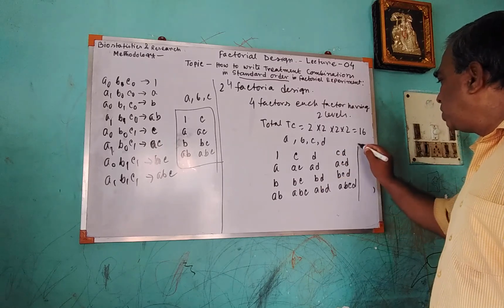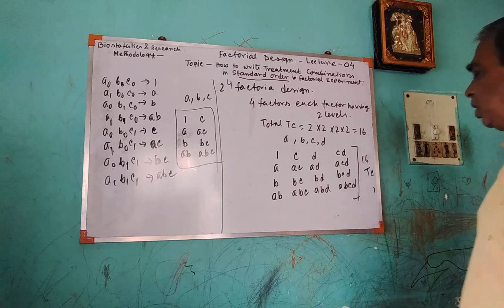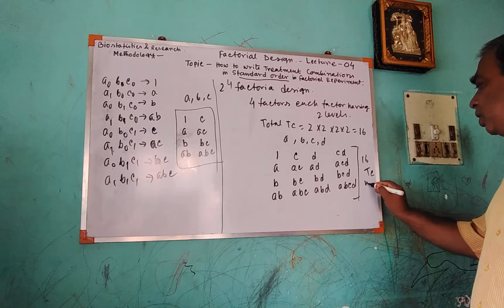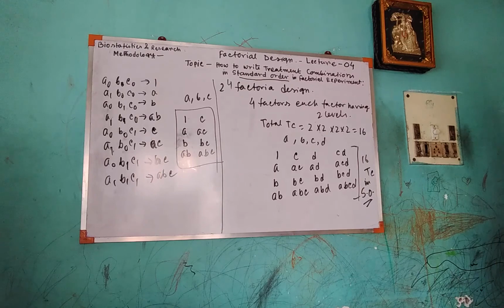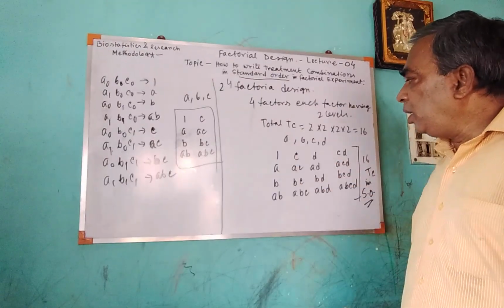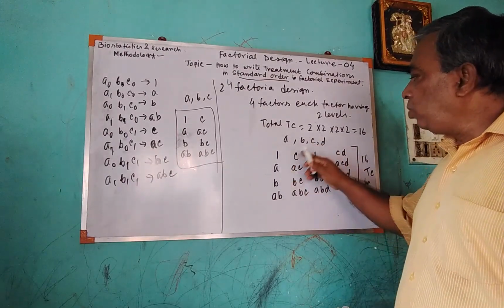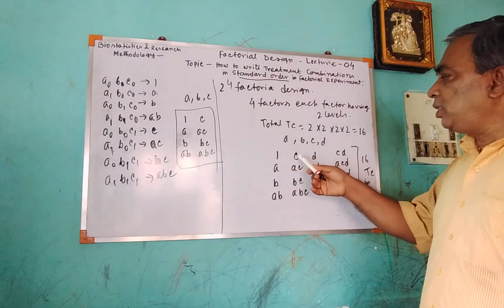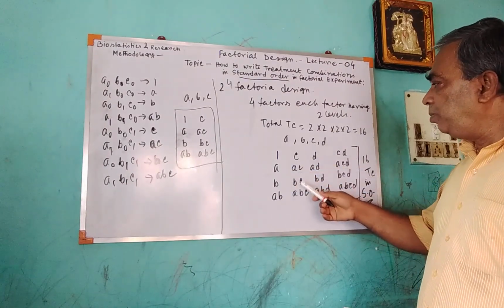These are the 16 treatment combinations in standard order. So how to write once again? First you have to write 1. Then 1 into A, that is A. Then A finished. Now B. B into 1, that is B. B into A, that is AB. Now multiplied by C. C into 1, that is C. C into A, that is AC. C into B, that is BC.